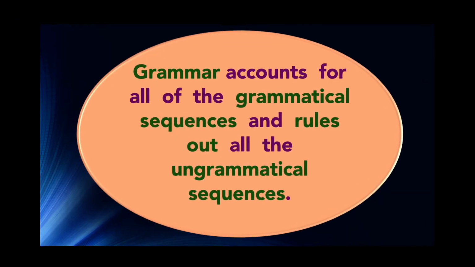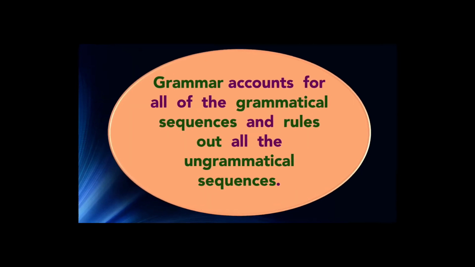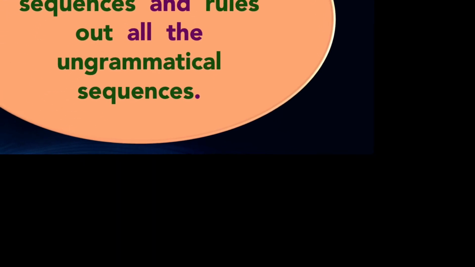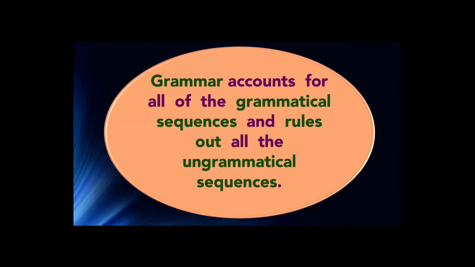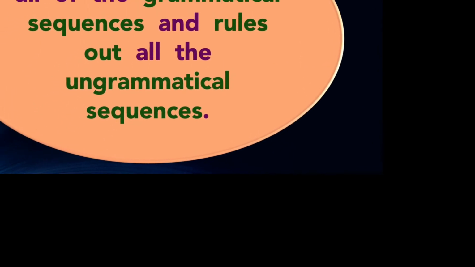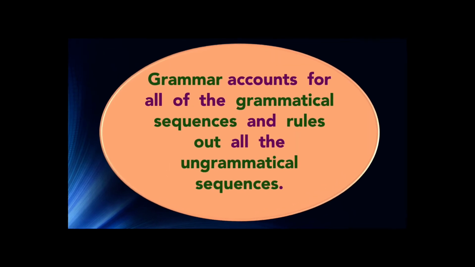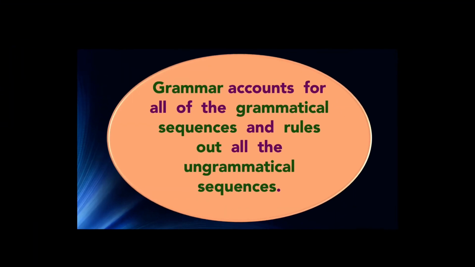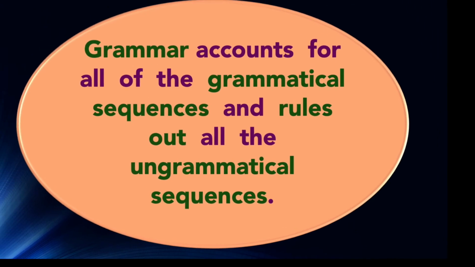We move on to the next. We have some more points about grammar in the continuation of what we have just talked about. The next point is that grammar accounts for all of the grammatical sequences and rules out all the ungrammatical sequences. Grammar is always in favor of grammatical sequences, that is to say, correct patterns, and rules out the rest. When you follow grammar, we are very careful in making our sentences correctly, free from any mistake. So it means that grammar accounts for correct sequences, and rules out, disowns, rejects all the ungrammatical sequences, all the ungrammatical patterns.